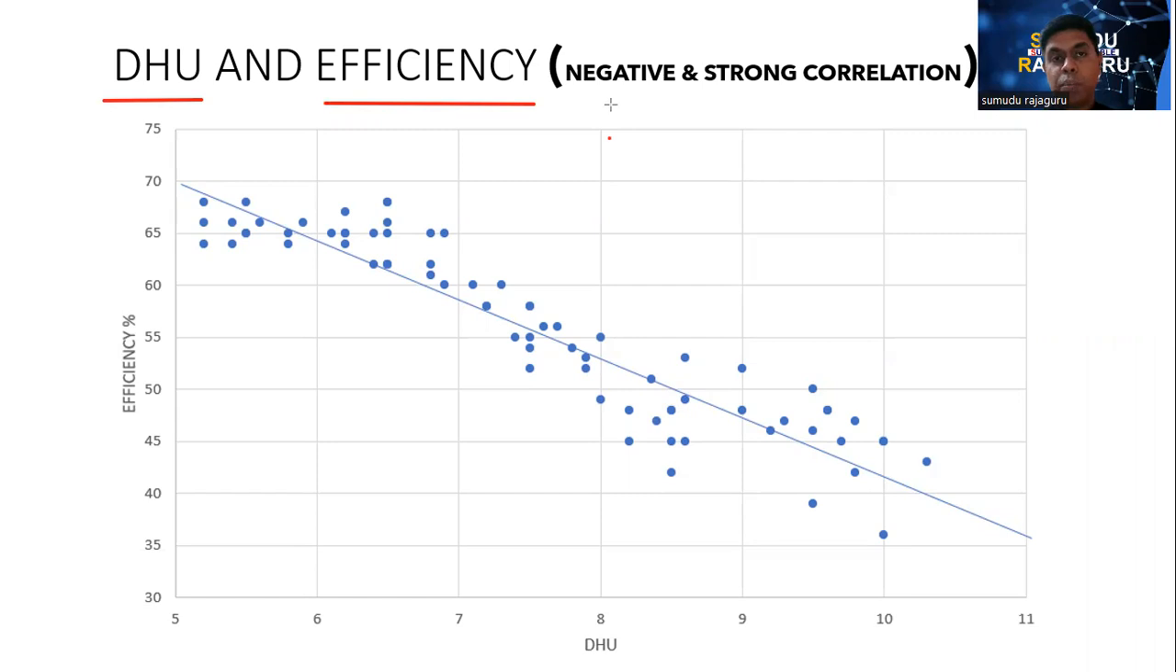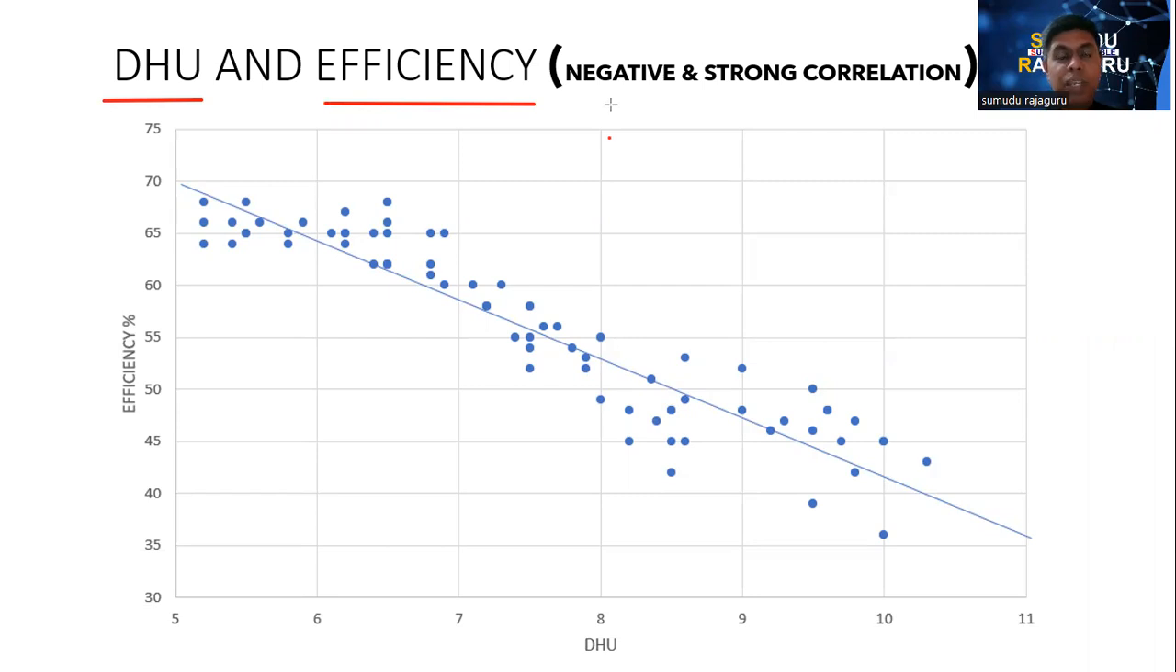If you want to improve something, and there is a negative correlation, you have to reduce the other factor. If there is a positive correlation, then you know when we increase some factor, that dependent factor will also increase. That is the beauty of the scatter diagram.